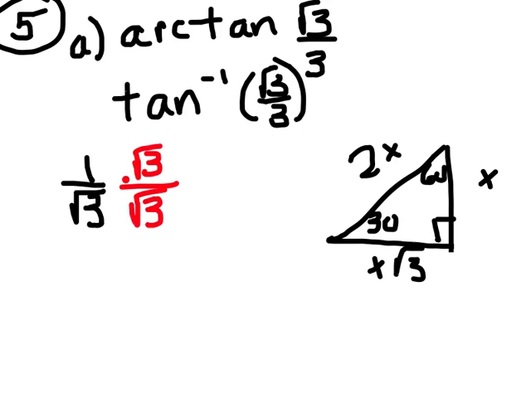Okay, so it started out being this, and we rationalized it, and we got square root of 3 over 3, right?